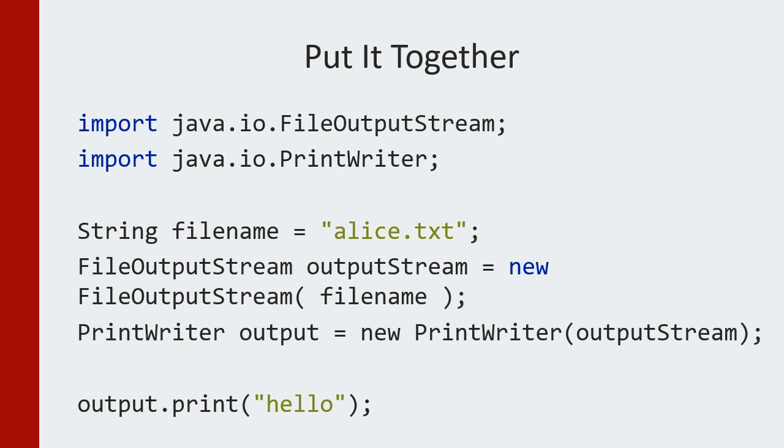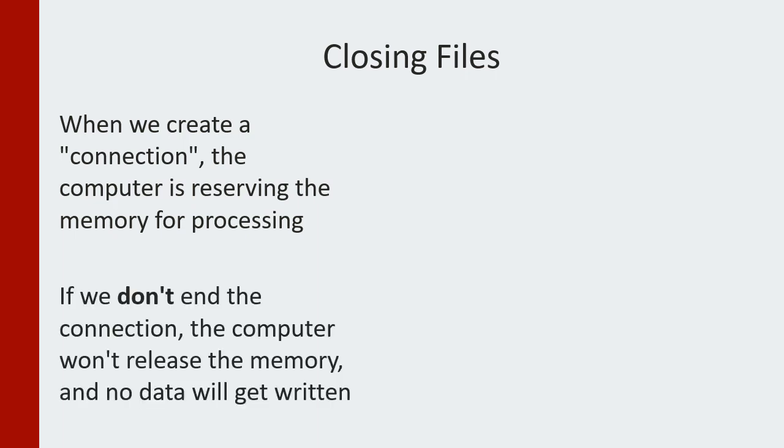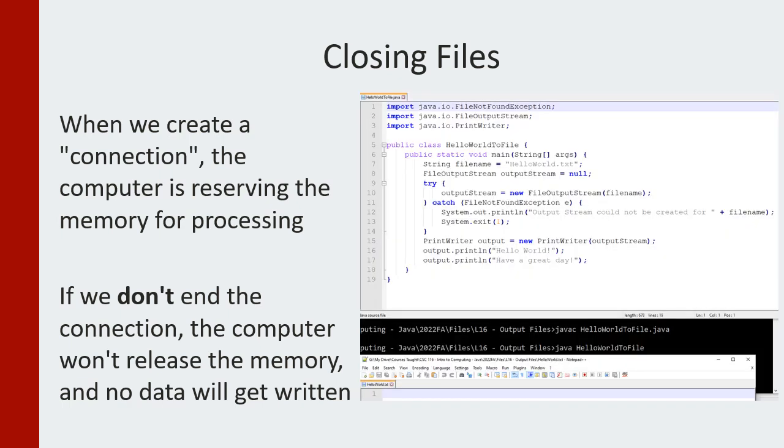Okay, so I admit this is a little bit complicated because it takes a couple of steps to open the stream and then print to it. And even then, there's more. You have to close the file. When you create a connection to a file, the computer is reserving that memory for processing. If you don't end the connection, the computer won't release the memory and no data will get written. So let's look at an example of that.